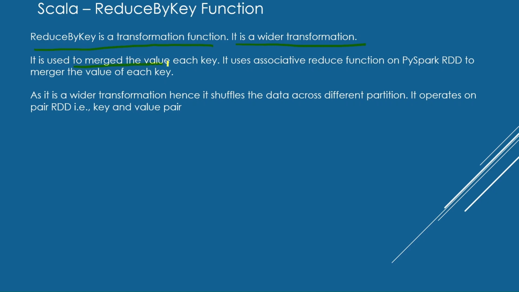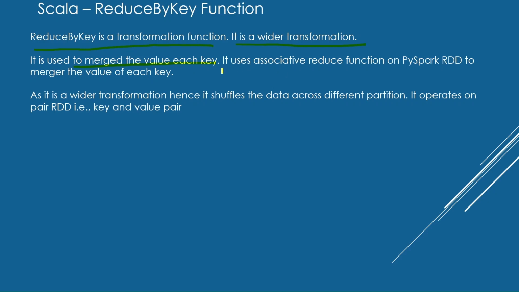ReduceByKey merges the value for each key. Suppose we are going to do some kind of aggregation, here the sum. So how will the ReduceByKey function work? It will see the key and merge the values of the same key. Suppose in the RDD there are 100 keys, and out of 100 there are 10 unique keys. For each key it will merge the values.